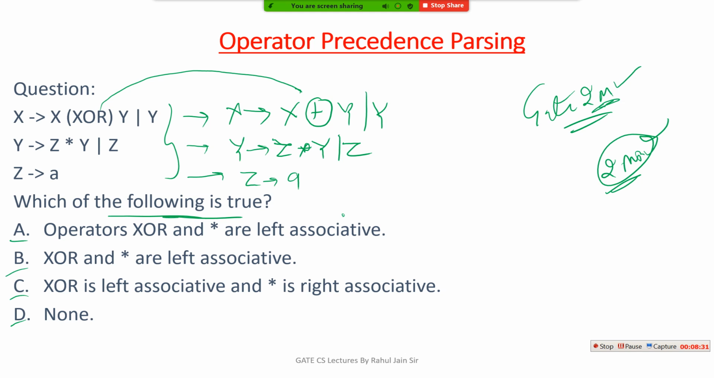And if it is false, why it is false? You need to analyze it as well. If it is true, why it is true? You need to analyze it on your own. I am giving you 2 minutes. After 2 minutes, I will discuss the solution. It is a very important question from operator precedence parsing, which was asked in the previous year GATE exam for 2 marks. Very, very important question.